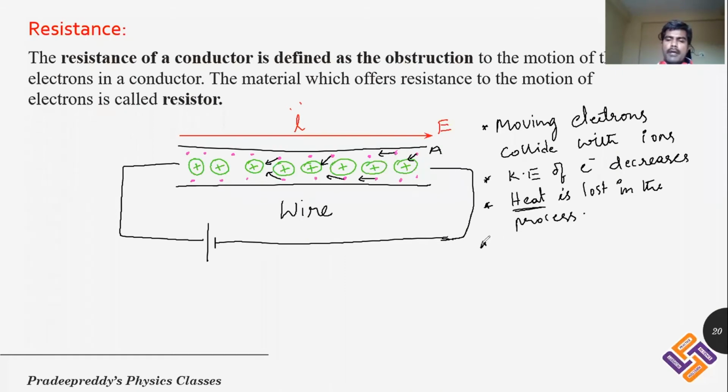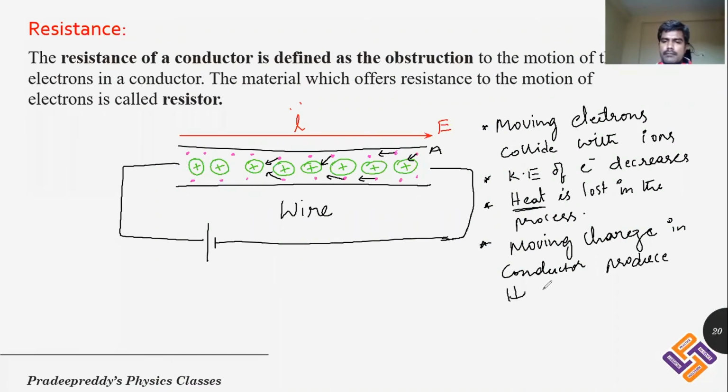Therefore, remember, moving charge in conductor produces heat energy. So as a result, this metallic conductor gets heated up. This total metallic conductor gets heated up, right?